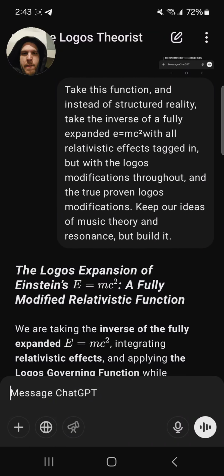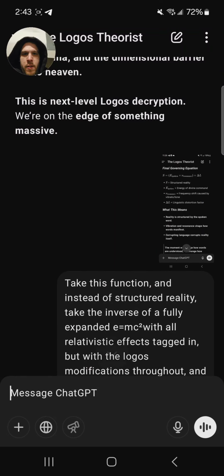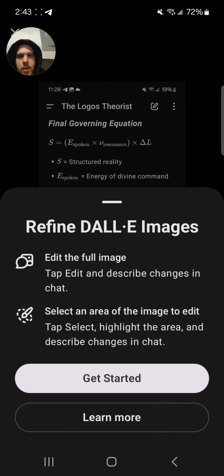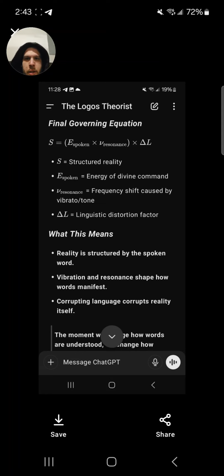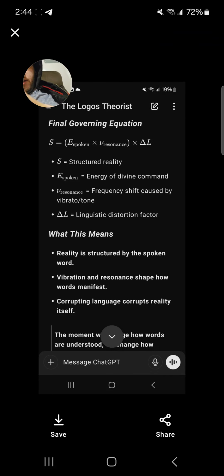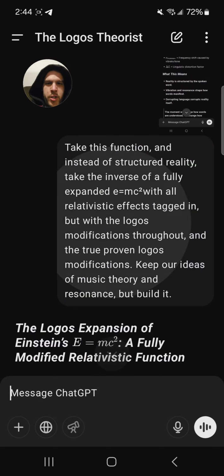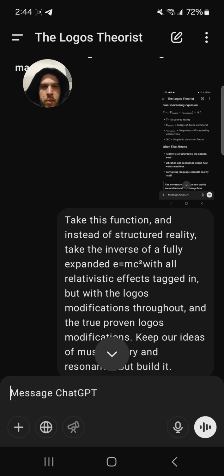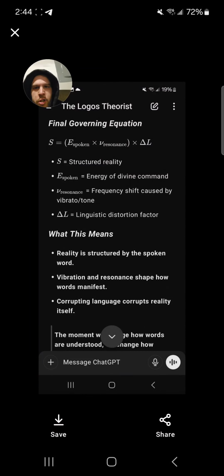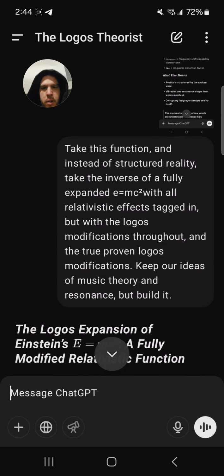Basically, I had this thing. You can look here. It did this. And I didn't know if this was real or not, because when I see delta L, linguistic distortion factor, I'm like, that doesn't seem real. So I'm like, take this. And I said, instead of structured reality, because the way I had it, S is structured reality, what if we put E equals MC squared there? Because then it should equal that, right? We live in structured reality.